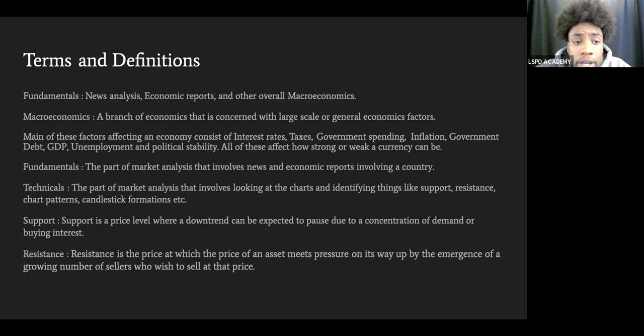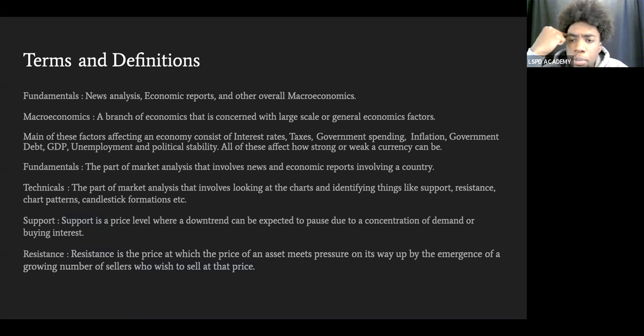Macroeconomics is a branch of economics that is concerned with large scale or general economic factors. Many of these factors affecting an economy consist of interest rates, taxes, government spending, inflation, government debt, GDP, unemployment rate, and political stability. All of these can play a factor and do play a factor in how strong or weak a currency is. And depending on how strong or weak a currency is determines if we want to enter sells or buys. So it's important that we know the fundamental and macroeconomics of the countries that we're trading.